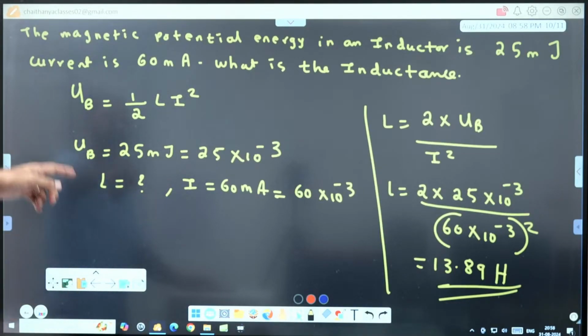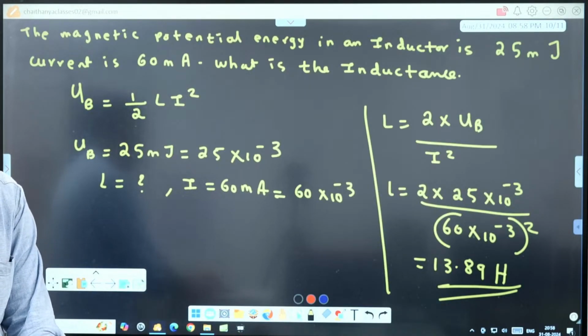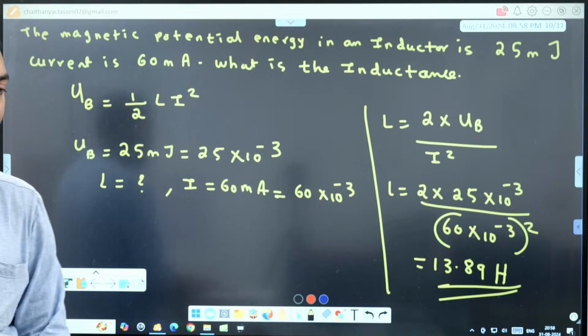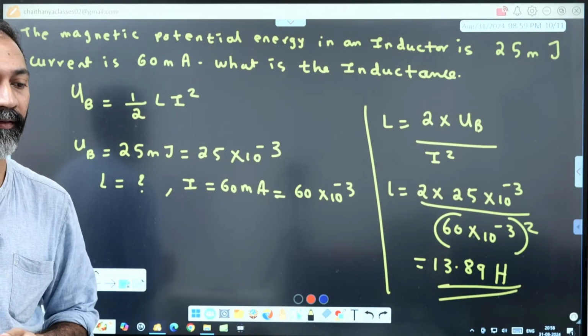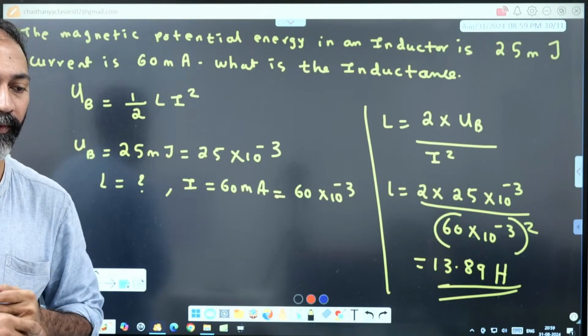Any doubt in this problem? Any doubt? Doubt unda makkale? Doubt unda? No doubt. Thank you.